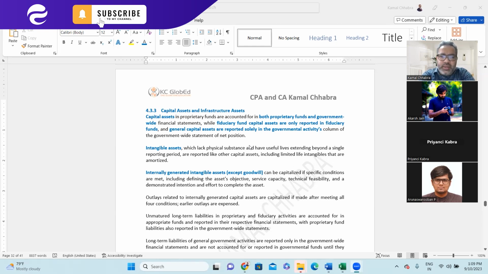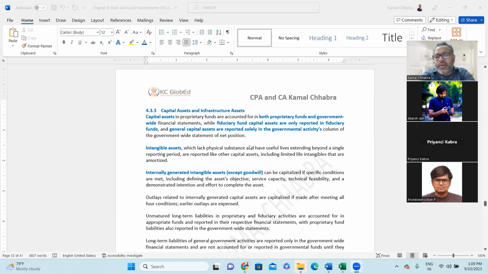Capital assets are accounted for both in the proprietary fund as well as in the government-wide financial statement. So you'll be disclosing property, plant and equipment at the fund level, and the consolidated property, plant and equipment you will disclose in the government-wide financial statement. Whereas for a fiduciary fund, which you all know is for third parties you are managing, you'll report the property, plant and equipment relating to the fiduciary fund only in the fiduciary fund financial statement. That will not be consolidated in the government-wide financial statement.